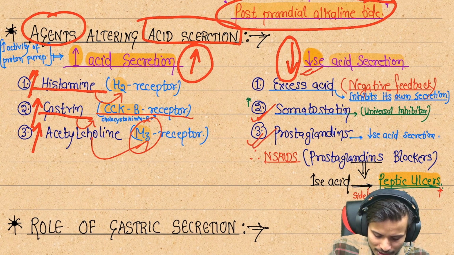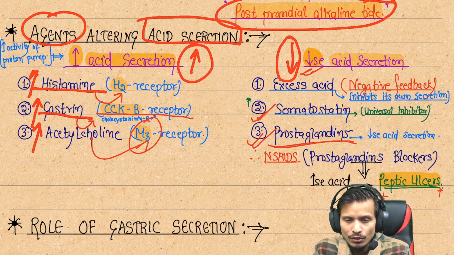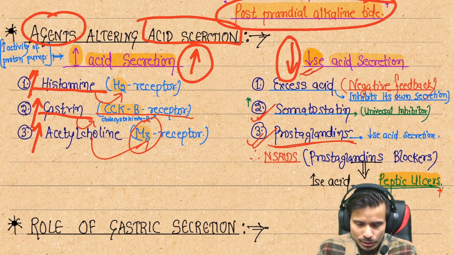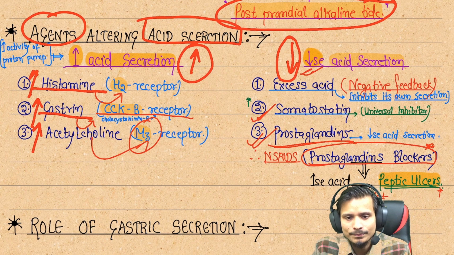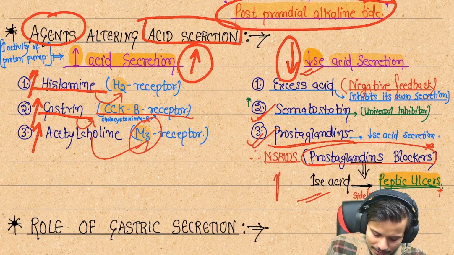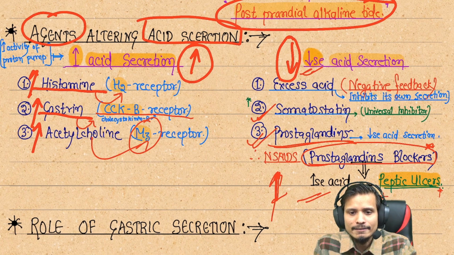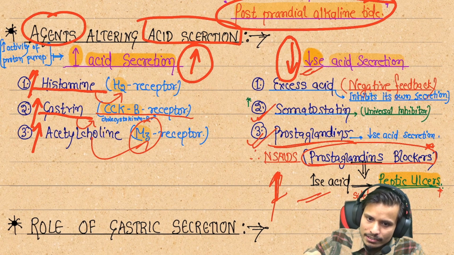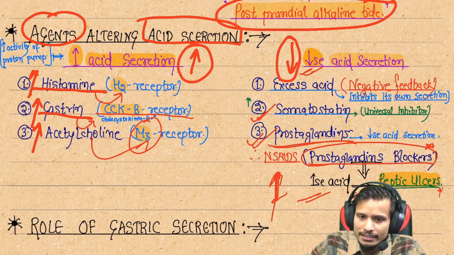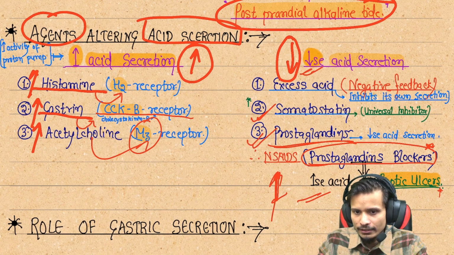We can see the prostaglandins. Prostaglandins are also going to decrease the acid secretion. That's why the NSAIDs, the non-steroidal anti-inflammatory drugs, act as prostaglandin blockers, and they are going to increase our acid. Why do they increase our acid? What is the main role of prostaglandins in the GIT? They decrease the acid secretion. If we block these prostaglandins, it leads to an increase in the acid secretion in our stomach.